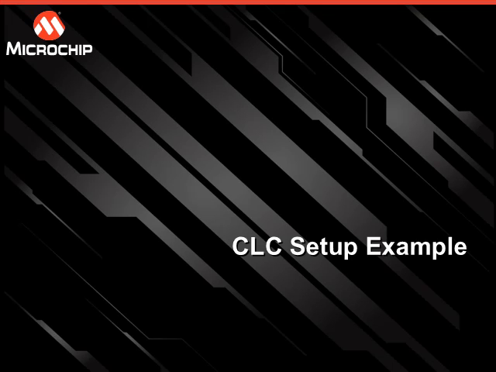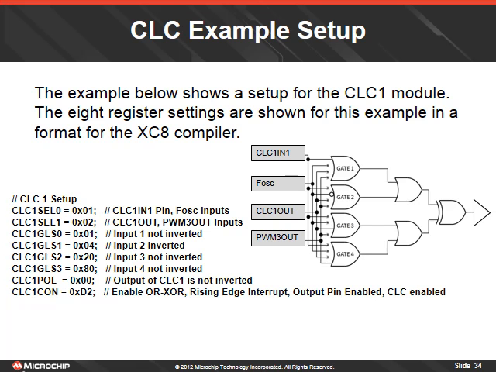Let's bring all this together into one example. This example shows a setup for the CLC1 module. The 8 registers are shown in a format that would be included in a Microchip XC8 compiler software file. 4 inputs are routed through the OR gates and then into an XOR combination. The output is non-inverted and is connected to an I/O pin.